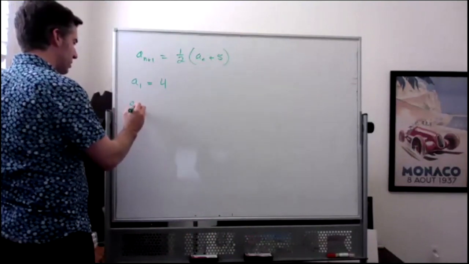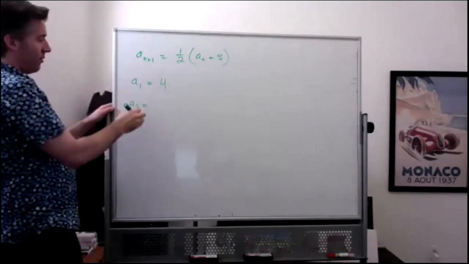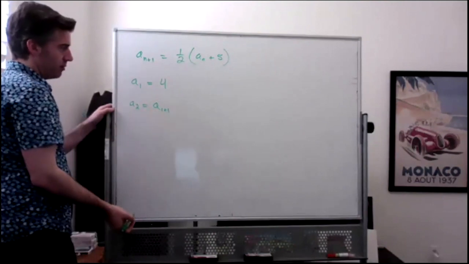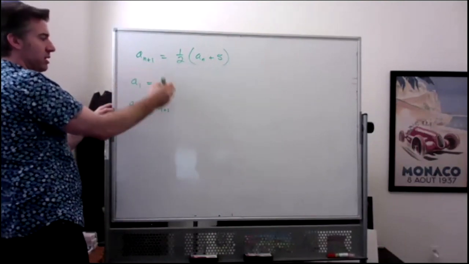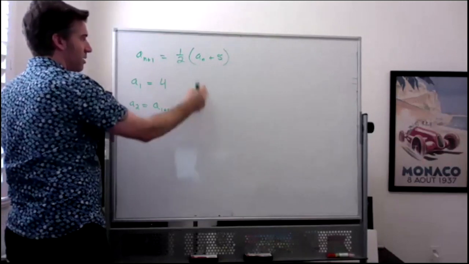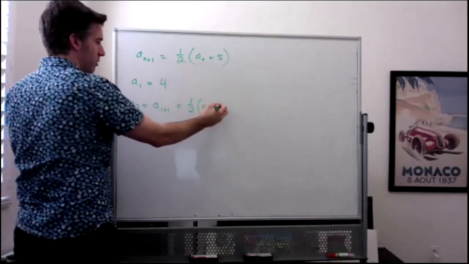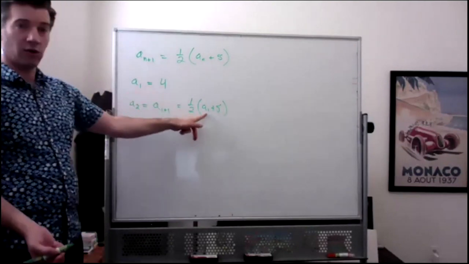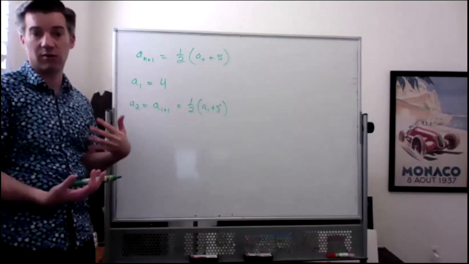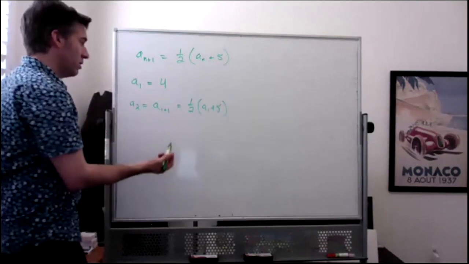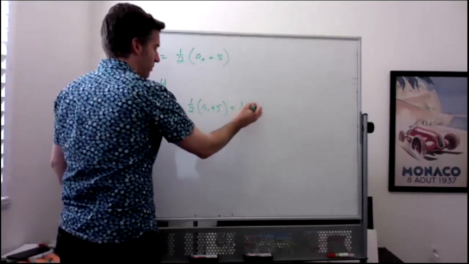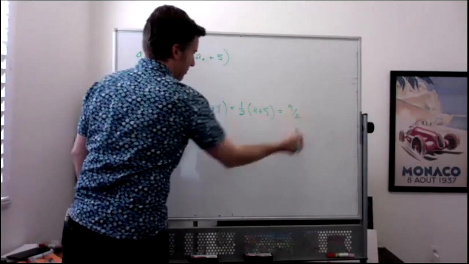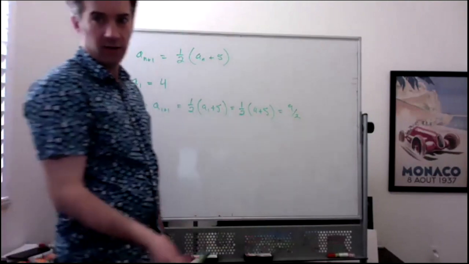So a sub 2. When I'm finding a sub 2, I'm really finding a sub 1 plus 1, and a sub 1 plus 1 is equal to 1/2 times a sub 1 plus 5. Right, so I'm using the previous term to get the next term. That is the literal definition of being a recursive sequence. And then that's going to be 1/2 times 4 plus 5, which is 9 over 2, or 4.5, whatever you like.